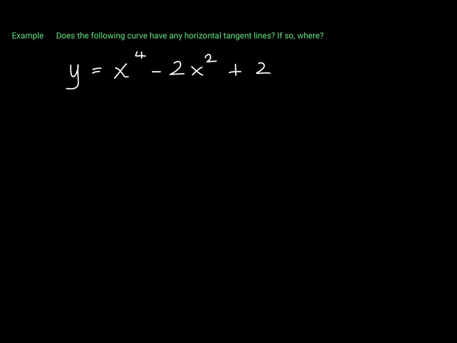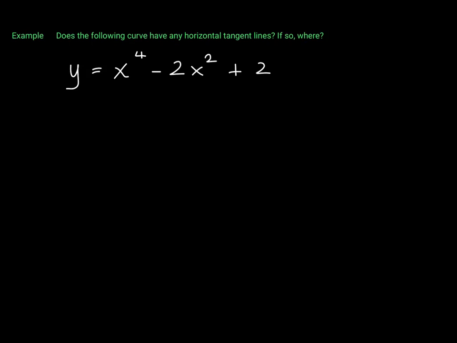Let's find the derivative of this function. Once we find the derivative, we'll set that derivative equal to 0 and solve. If we find a real number solution for that equation, then the answer is yes. This curve has horizontal tangent lines, and we can say exactly where those tangent lines are located. All right, so I hope that makes sense.